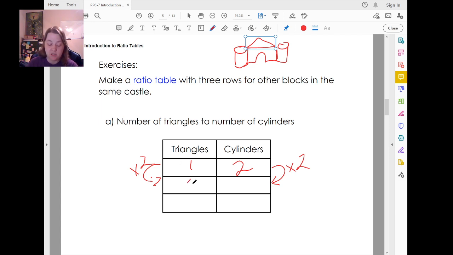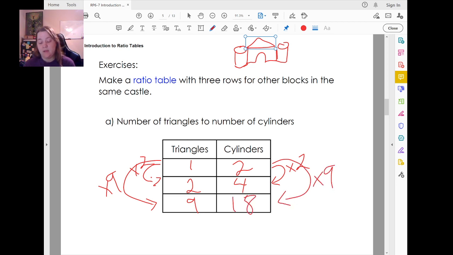So 1 times 2 is 2. 2 times 2 is 4. Let's go ahead and do another row. You know what? Let's skip another row. Let's figure out how many blocks we would need for 9 castles, because ratio tables don't have to go in order every single time. You can change it. So if I multiply the castle by 9, 1 times 9 is 9. 2 times 9 is 18. And that's how many triangles and cylinders I would need for 9 castles.